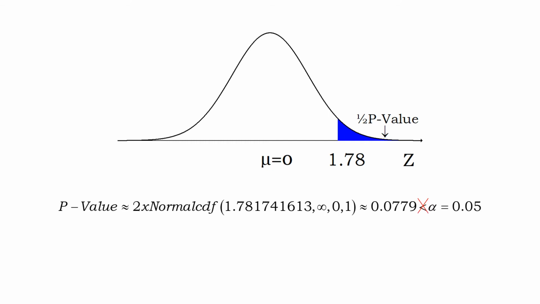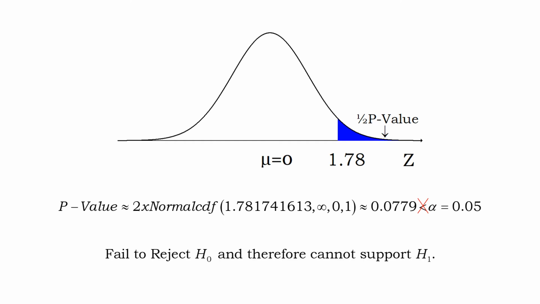So I'm going to take 2 times the result of the normal CDF. And I've said this before, I'll keep saying it 1,000 times. It's okay to put 1.78 rounded on the graph, but inside the normal CDF, I don't want to use that rounded number. I want to use the best number I can for as long as possible. Ultimately, I get this p-value 0.0779, which is not less than my alpha of 0.05. Get your p-value compared to alpha every single time. So we failed to reject the null because the p-value was not small enough. Because we failed to reject the null, we cannot support the alternative.